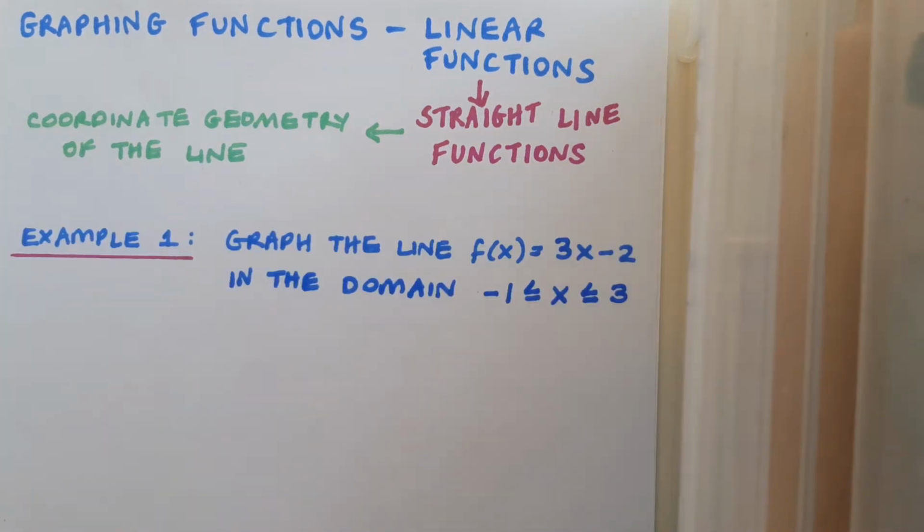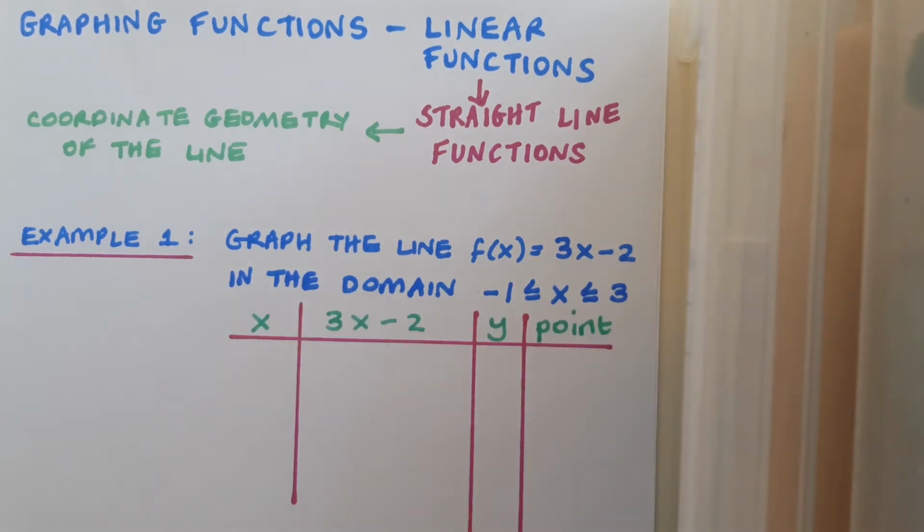We might see this type of question. We might be asked to graph the line, in this case it's f of x equals 3x minus 2, and we might be given a domain. In this case, the domain is -1 up as far as 3. If we see a question like this, we can approach it by drawing a table.